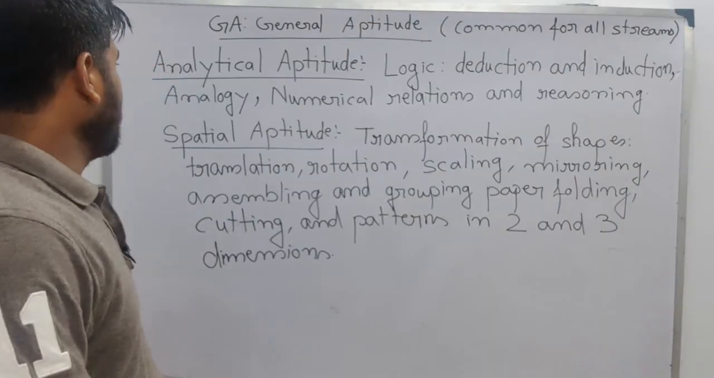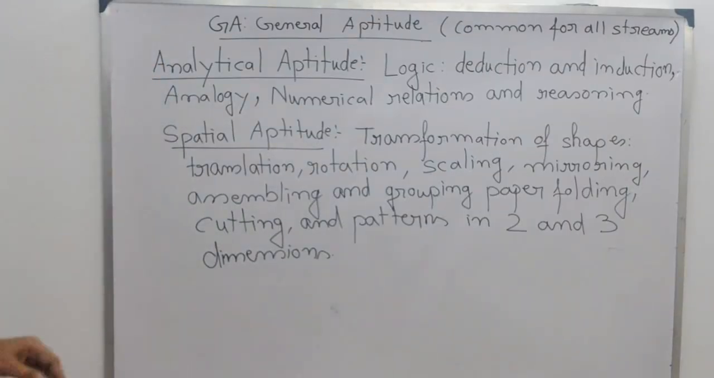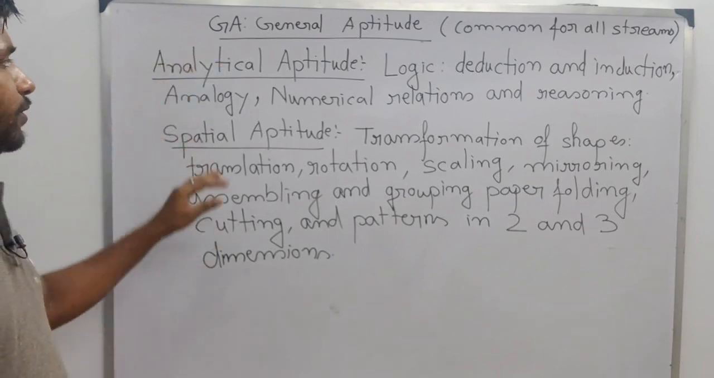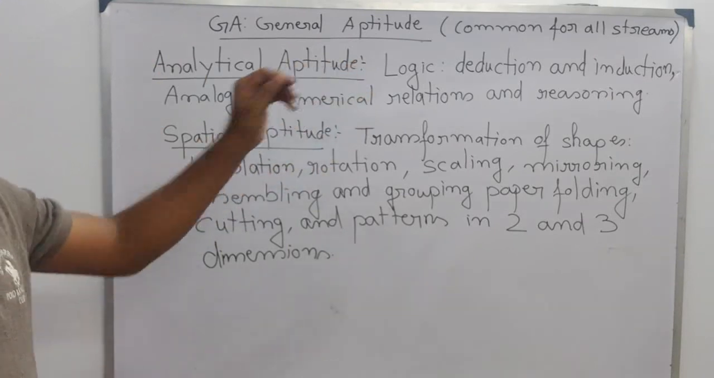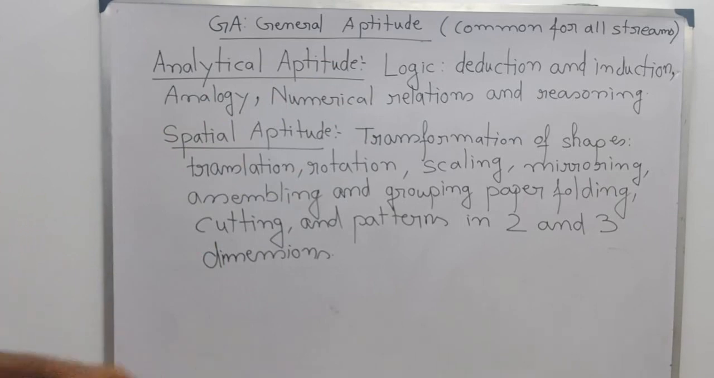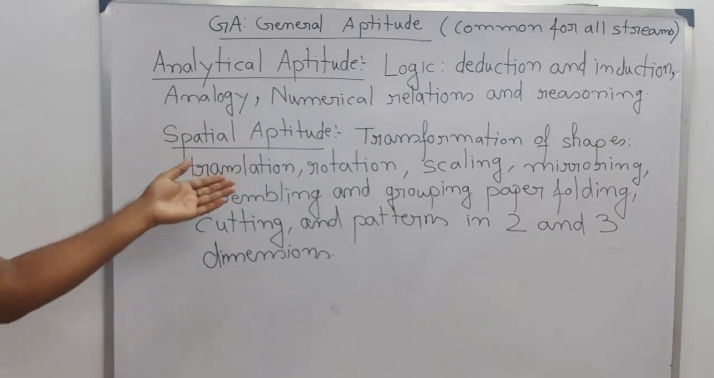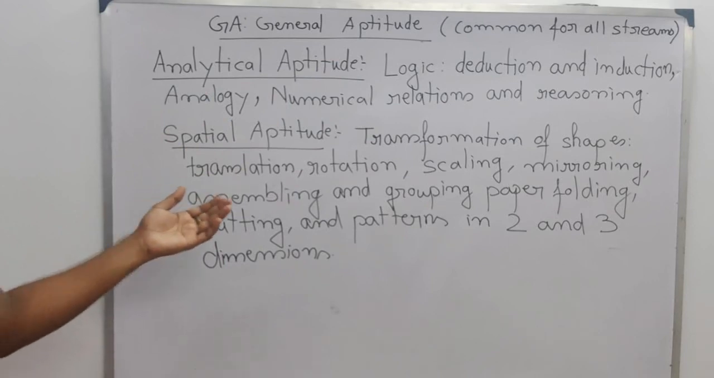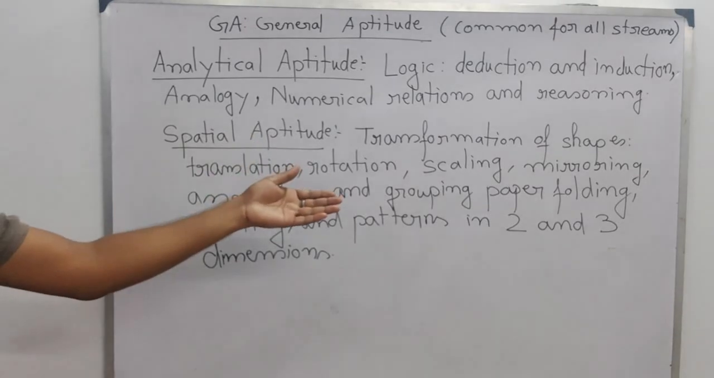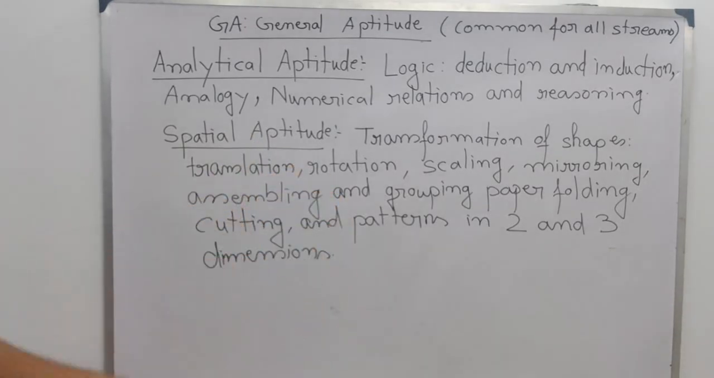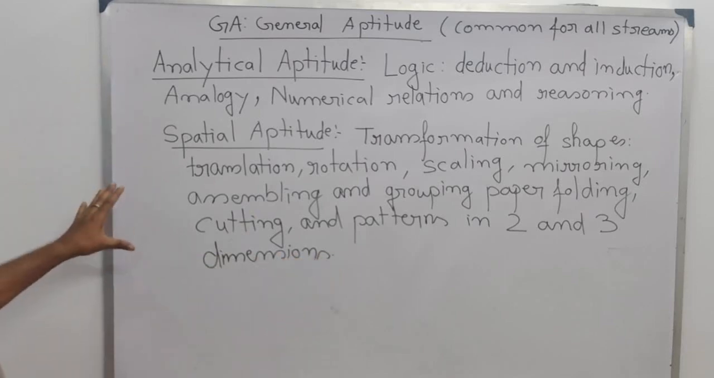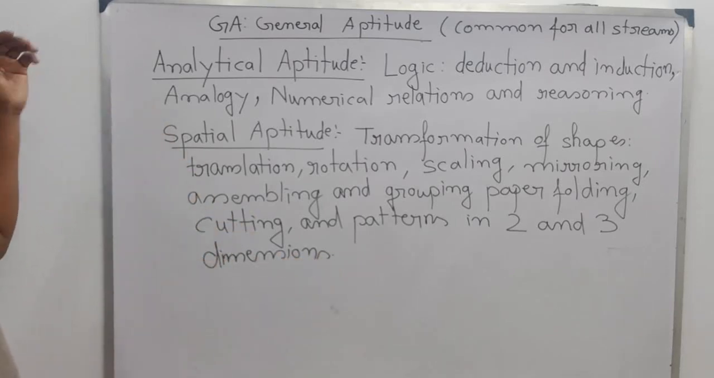Okay, now see the next topic in your general aptitude, analytical aptitude. It is in your syllabus. In this it has logic, that is deduction and induction, analogy, numerical relation and reasoning. Now the last is spatial aptitude. That has transformation of shapes, translation, rotation, scaling, mirroring, assembling and grouping, paper folding, cutting and patterns in 2 and 3 dimensions. So this is also in your GATE syllabus, these two and the previous two.